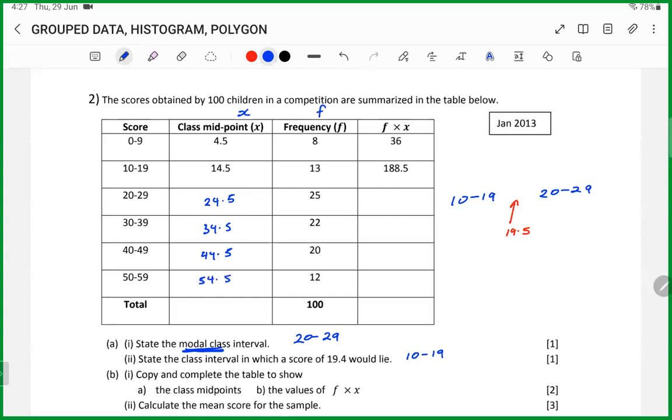Now it says total here, but the total for the column x doesn't mean anything. The only total we need to concern ourselves with is for the frequency column and the fx column. I would suggest that you just put a big X here, because if you try to add it up, you're going to get a number that doesn't mean anything, and if you try to use that number somewhere, you will just get the wrong answer. So just ignore this block there.